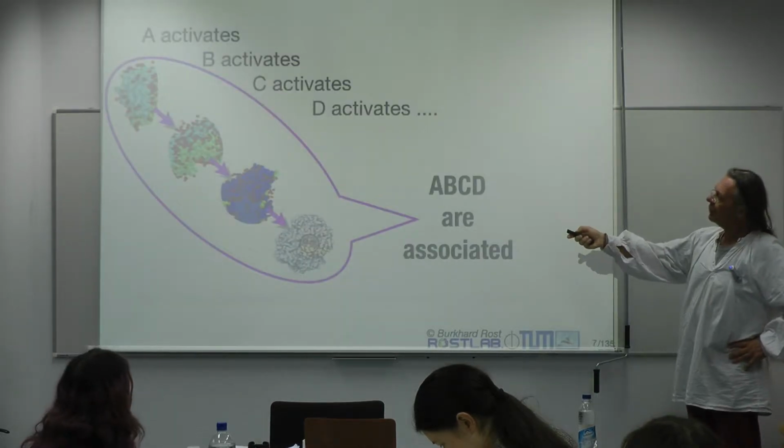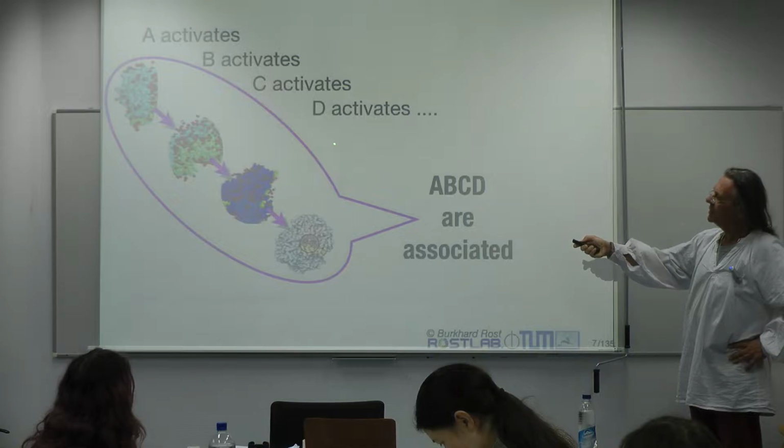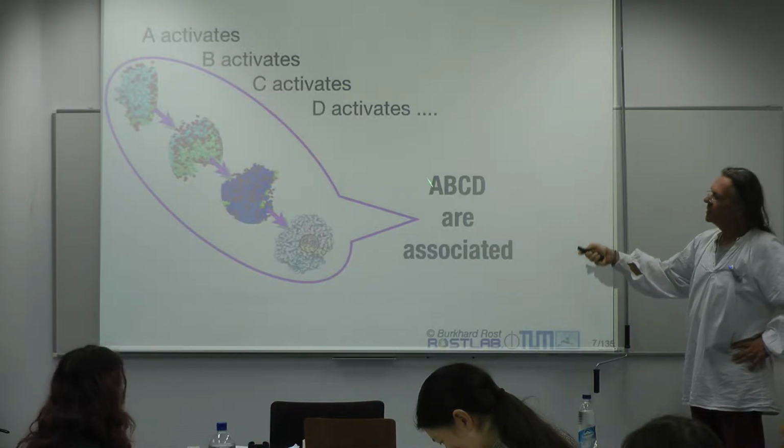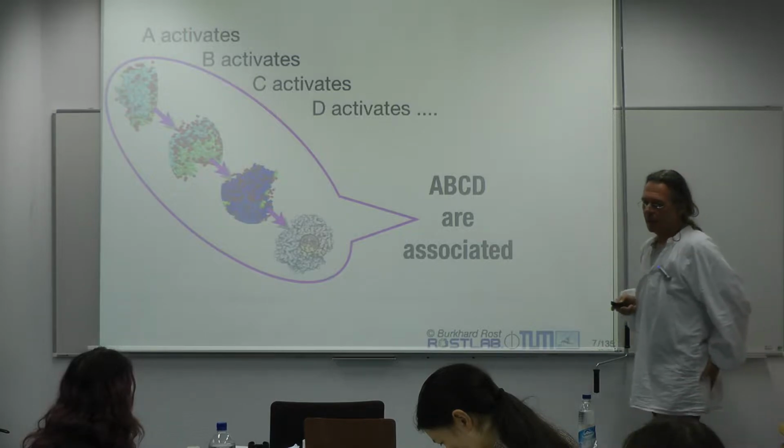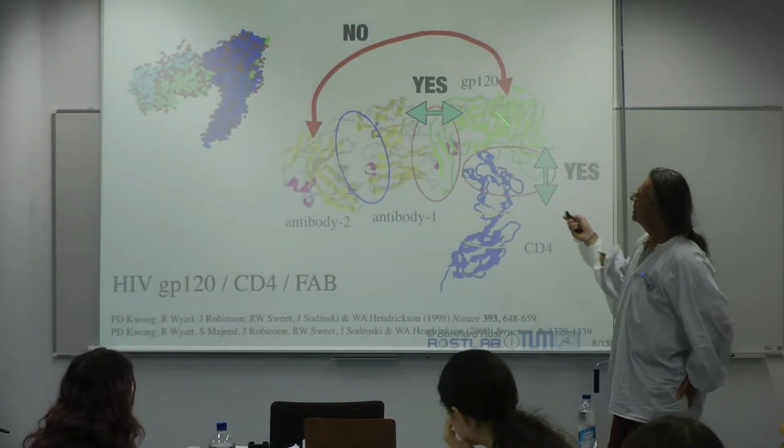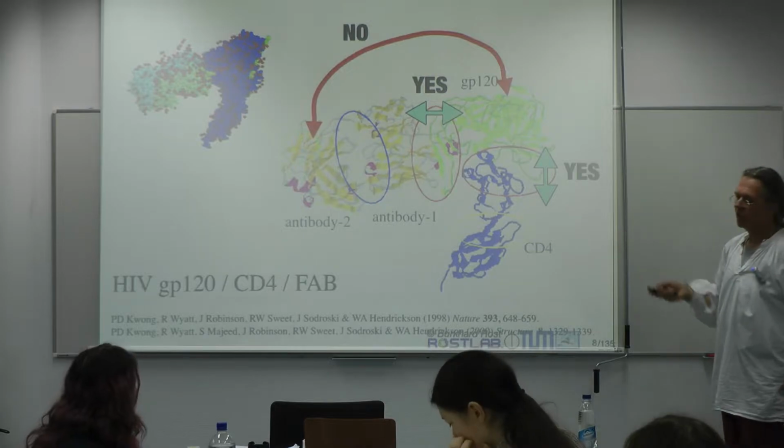Example here. A activates B, B activates C, C activates D. Most people would say that all four interact. I would say they are associated. Again, these two things are not physically interacting, these two things are.